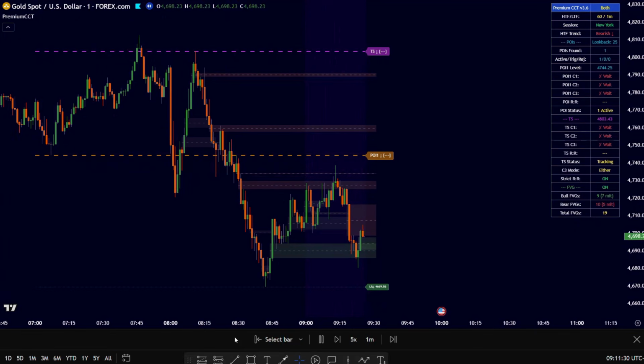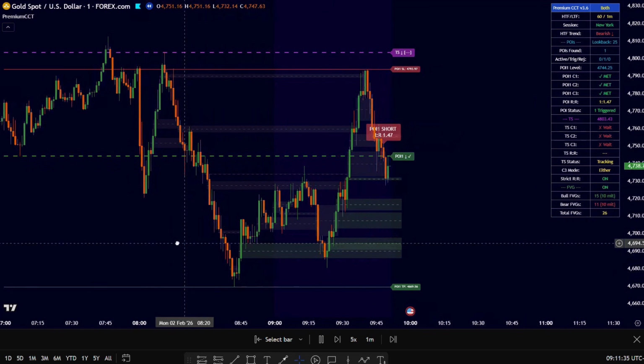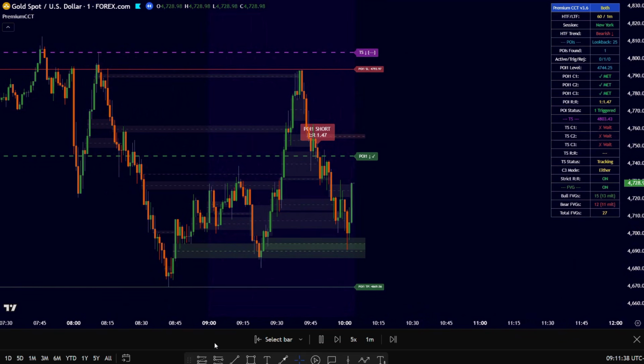Or the entry might be on the forming bar. The indicator waits for bar confirmation before showing entry signals. The entry marker will appear when the bar closes, not while it's still forming.